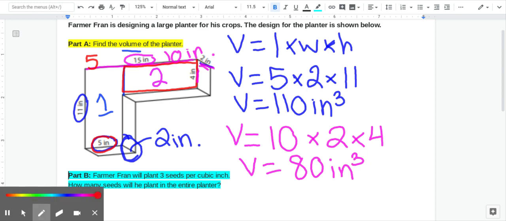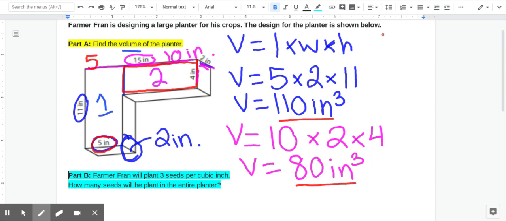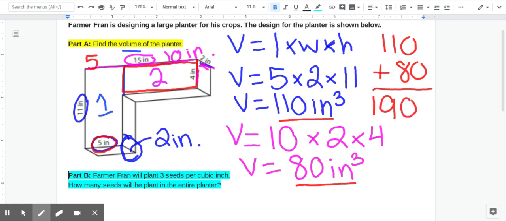All right, now to find the volume of this entire figure, we can just add these together. So we can add 110 plus 80. And we would get 190 cubic inches as our total volume. Final answer.